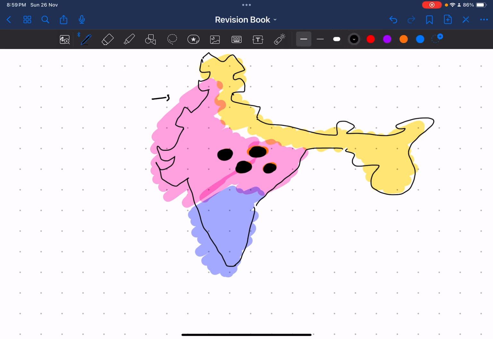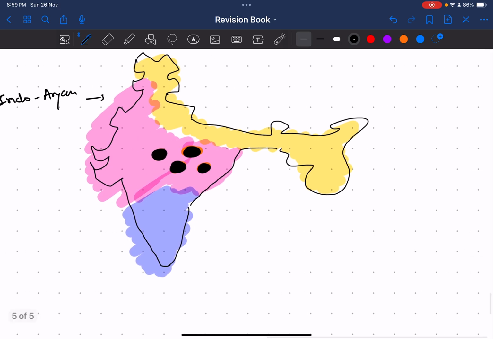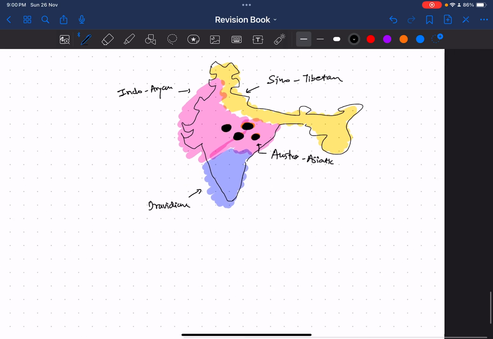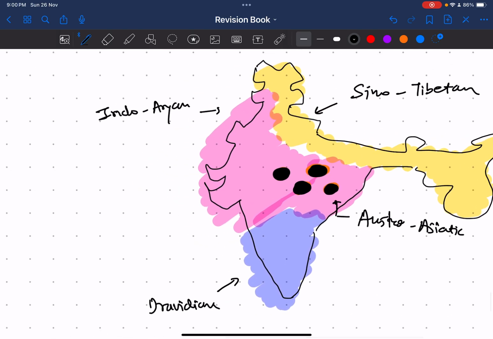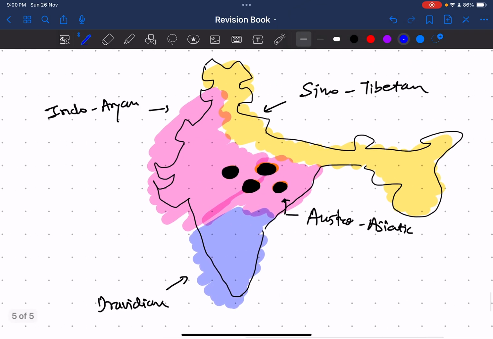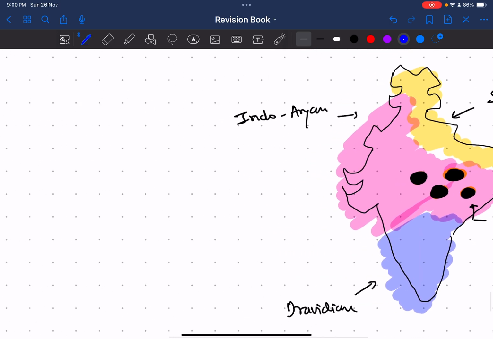Okay, so this is Indo-Aryan. This is Sino-Tibetan. Then you have Austroasiatic, and finally Dravidian languages. So let's see one by one each of the linguistic groups.